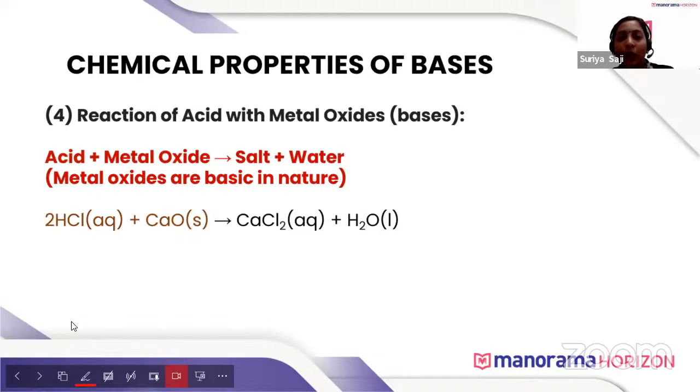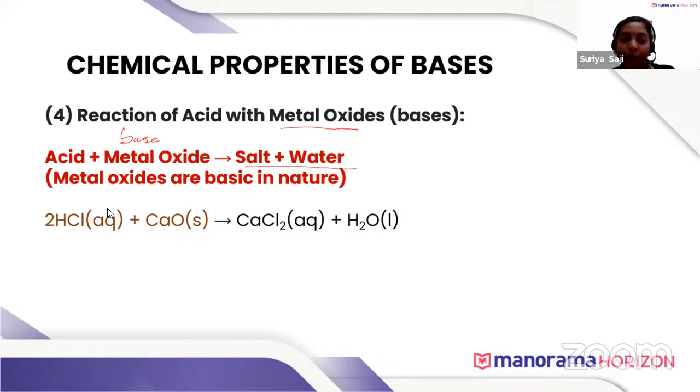So the next is the reaction of acids with metal oxides. We have seen what an oxide is. If the element that combines with oxygen is a metal, then we'll call it a metal oxide. These metal oxides are basic in nature, as we said. So when acid reacts with metal oxide, we'll get salt and water. The basic thing to understand here is that acid is reacting with a base. Metal oxide is a base.